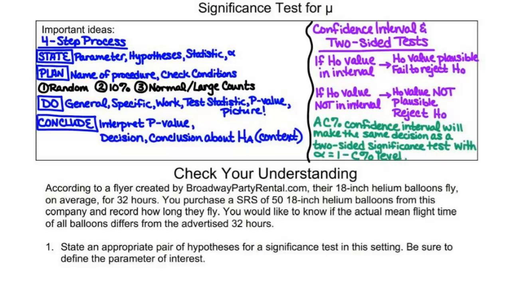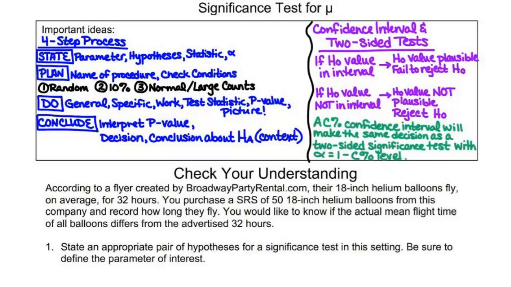Plan, you have to name your procedure. If you don't name the procedure, it is definitely not going to be full credit. You won't get an E. You have to say whether you're doing an interval or a test and which one. Is it a Z or a T? You have to check your conditions: random, independence, 10%, normal, large counts. Do: general, specific work, test statistic, p-value, and a picture, things that you absolutely must have to get an E.